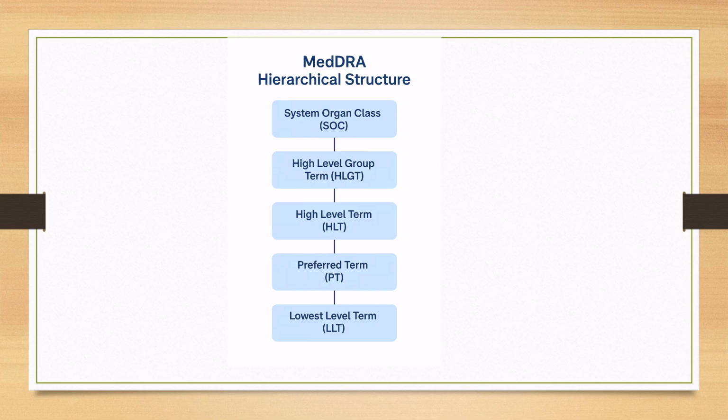Organizations use MedDRA browsers or software tools like JReview, Oracle Argus, or SAS for coding. It supports multi-axiality, meaning a PT can belong to more than one SOC for better analysis. To understand this, I will give you one example. A term like diabetic neuropathy may fall under both the endocrine disorders as well as the nervous system disorders SOCs.